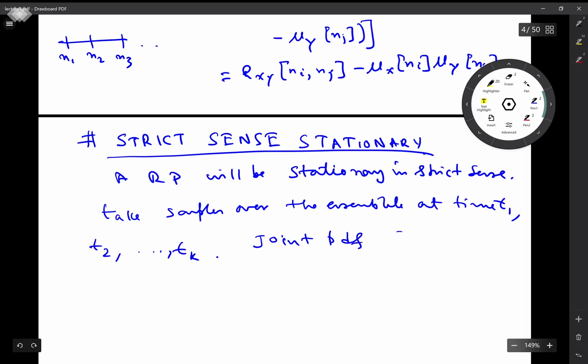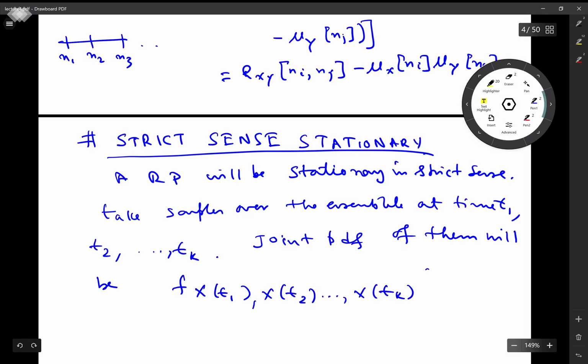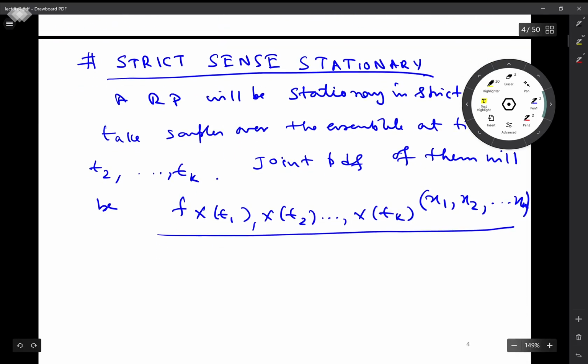And we calculate the joint distribution, the joint PDF of them, which will be f of X(t1), X(t2), ..., X(tk) at x1, x2, ..., xk. This is the joint distribution: we take the sample over the ensemble at t1, at t2, at t3, like that, and we calculate the joint distribution. So this joint distribution can be written with this expression.